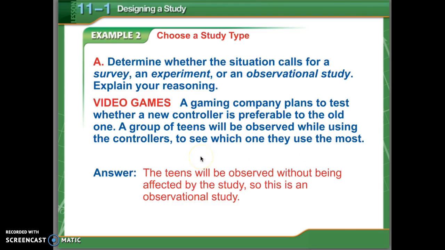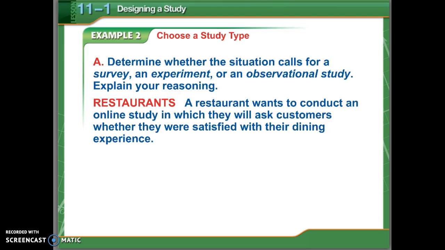But they are not doing anything to them. They just want to look and see what happens. That makes this an observational study. They're just observing the teams who use the new controller. They're not forcing one group of teams to use the new controller and one group of teams to use the old controller. They're just looking at kids who do use the new one versus those who use the old one.